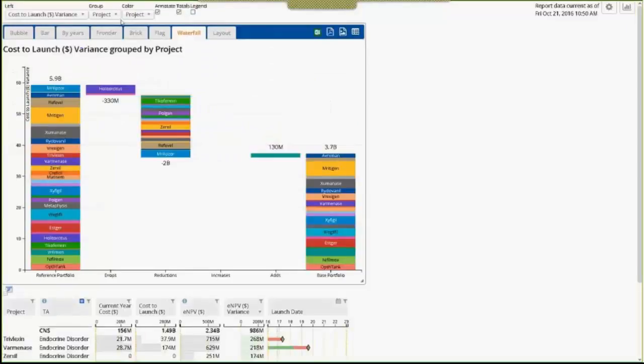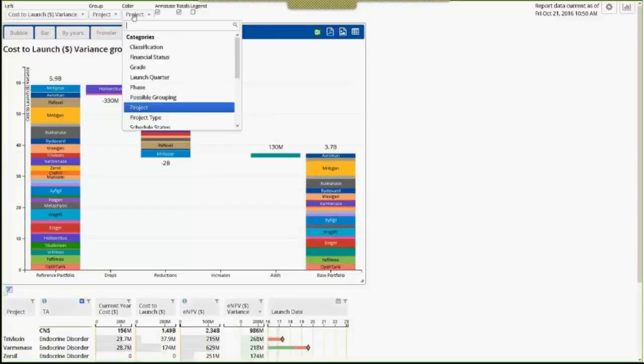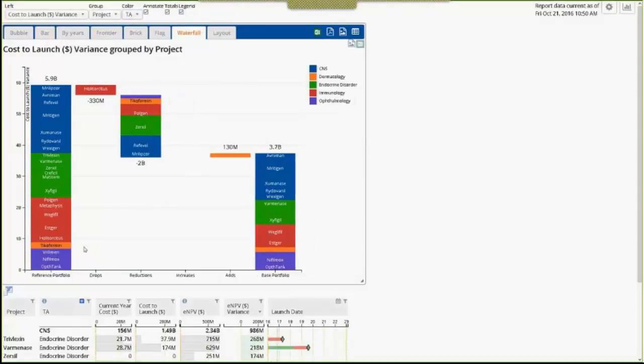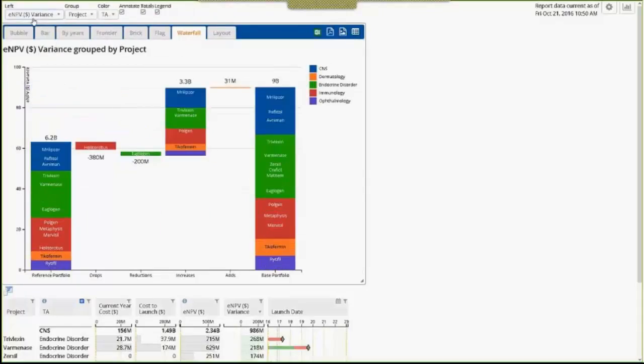So that kind of variance analysis is good at the project or therapeutic area level, but you can also look at variance at the portfolio level, and here we're looking by therapeutic area at a waterfall, where we started with, let me make this ENPV. We started with a $6 billion portfolio, and we've moved to, 2 years later, a $9 billion portfolio.